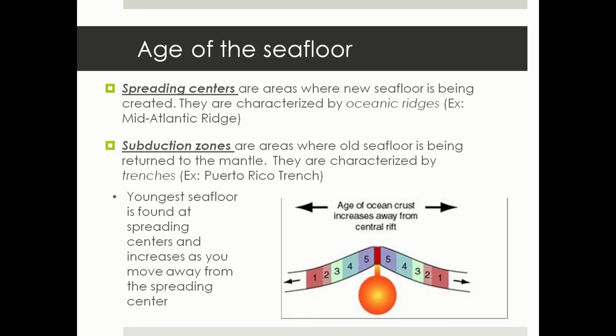The age of the seafloor is a bit difficult to determine because it varies significantly. The youngest seafloor is found at spreading centers, which are areas where new seafloor is created. Remember, these are diverging plate boundaries where the seafloor is spread apart and new seafloor is deposited. These are often called ridges, such as the Mid-Atlantic Ridge, but rises are also spreading centers. As you move away from a ridge or a rise, the seafloor becomes older the farther you go.